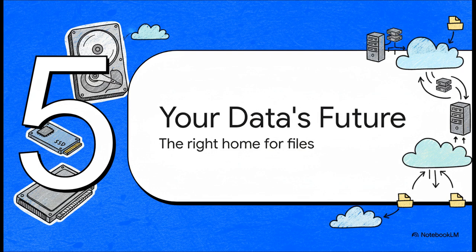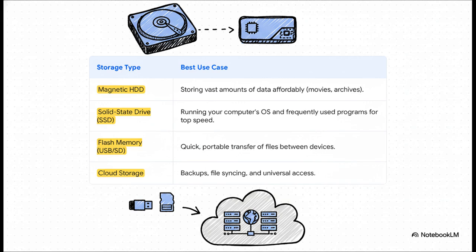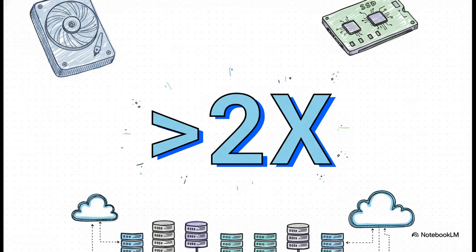Okay, now that we've looked at all the different homes your data can live in, from the drive spinning inside your computer to these massive remote data centers, how do you choose? Well, it all comes down to picking the right tool for the job. Let's just break it down nice and simple. If you've got a massive movie library or years of photo archives, a big magnetic HDD is your best bet. It's cheap and spacious. For running your computer's operating system and your most used apps, you want the blazing speed of an SSD. For just moving a few files from one computer to another, a little USB flash drive is perfect. And for backups, for syncing files across all your devices, and for accessing anything from anywhere, that's where the cloud shines.